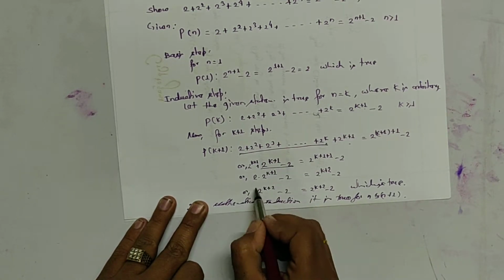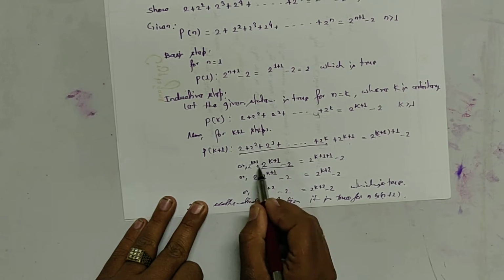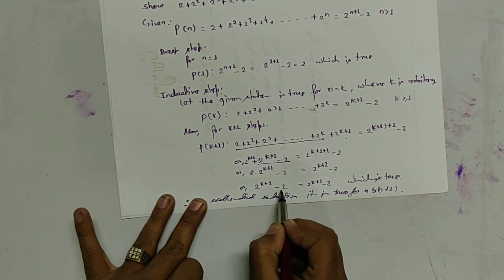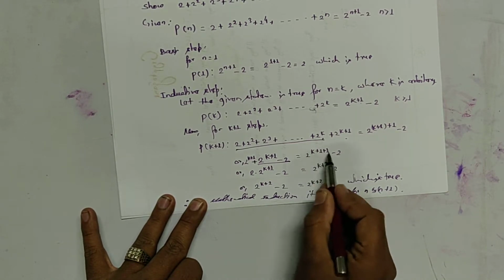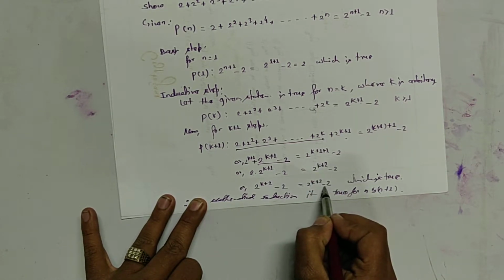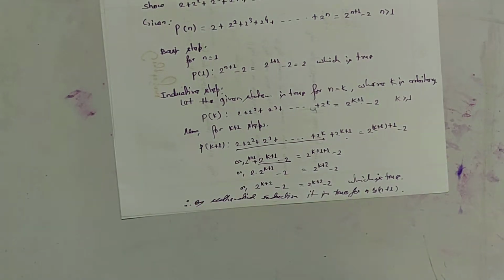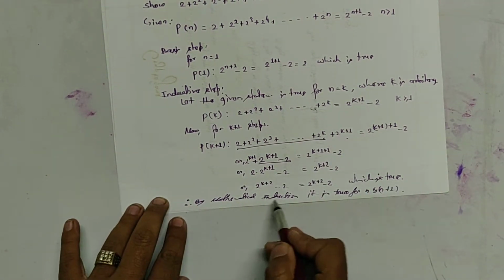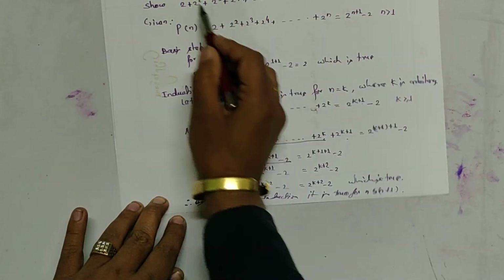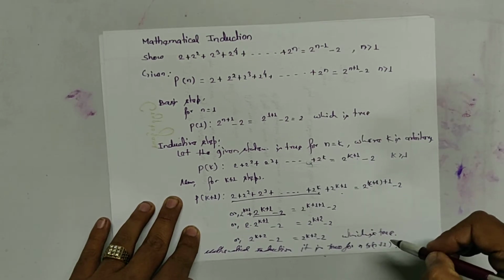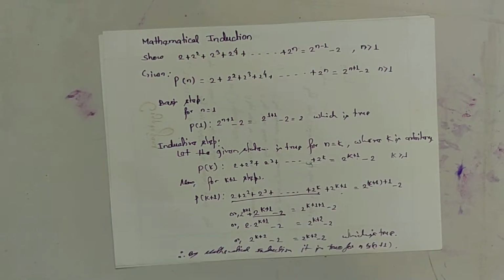And 2 power k plus 1 plus 2 power k plus 1 is 2 into 2 power k plus 1 minus 2. Similarly we open the braces here, we get 2 power k plus 2 minus 2. So RHS and LHS both are equal. That means it is true. So by mathematical induction, the given statement is true for n and n plus 1.